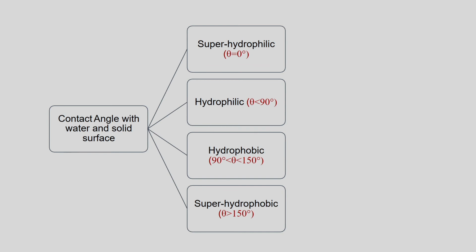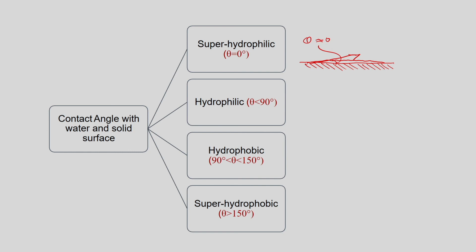Before that, let us see what we mean by these different theta ranges: theta less than or equal to 0, theta less than 90, 90 to 150, and so on. For example, if this is the surface, it is called superhydrophilic, which means it will just be a thin liquid film. If I want to draw an angle, this particular angle theta is almost equal to 0. So, this is called superhydrophilic. Hydrophilic means something which is less than 90.